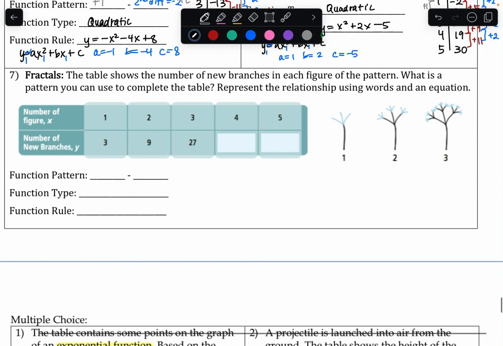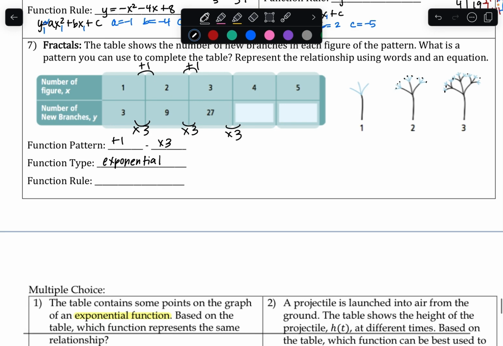Okay, so here our x value is 1, and we have 3 branches. And then each of those 3 branches has 3 branches. So now we have 1, 2, 3, 4, 5, 6, 7, 8, 9. And then if we were to count each of these, we would have 27. And so it's multiplying by 3 in the y's. Okay, and so while our x's are going up by 1s, that is what helps us identify that we're multiplying by 3. That means this is exponential.